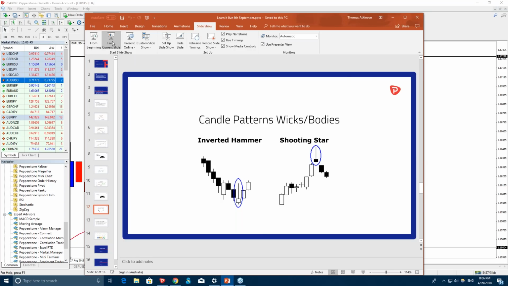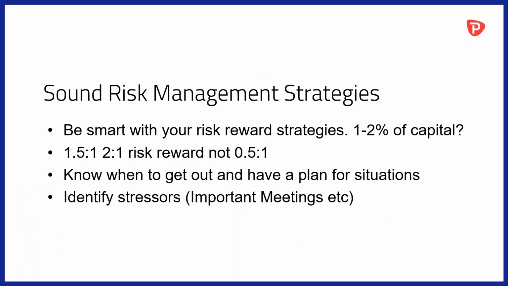So let's just quickly jump back into the slides for a second. I just want to go over something that we always talk about but cannot hammer home enough. Sound risk management strategies. We always have to have them. So obviously be smart with your risk reward strategies. I think I almost talk about this every week, 1 to 2% of capital if possible for new traders. It's really important to not risk too much per trade.